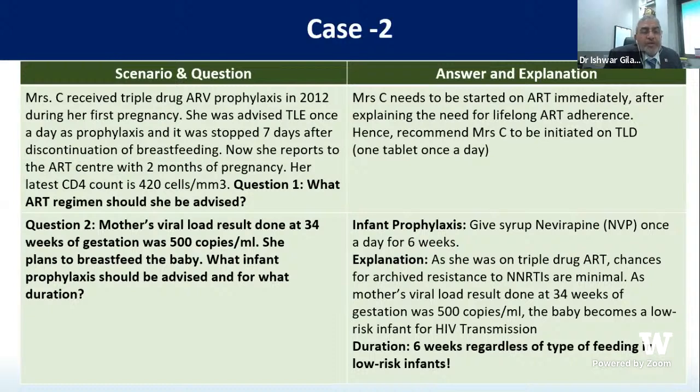Question two is, the mother's viral load result done at 34 weeks of gestation was 500 copies per ml. She plans to breastfeed the baby. What infant prophylaxis should be advised, and for what duration?